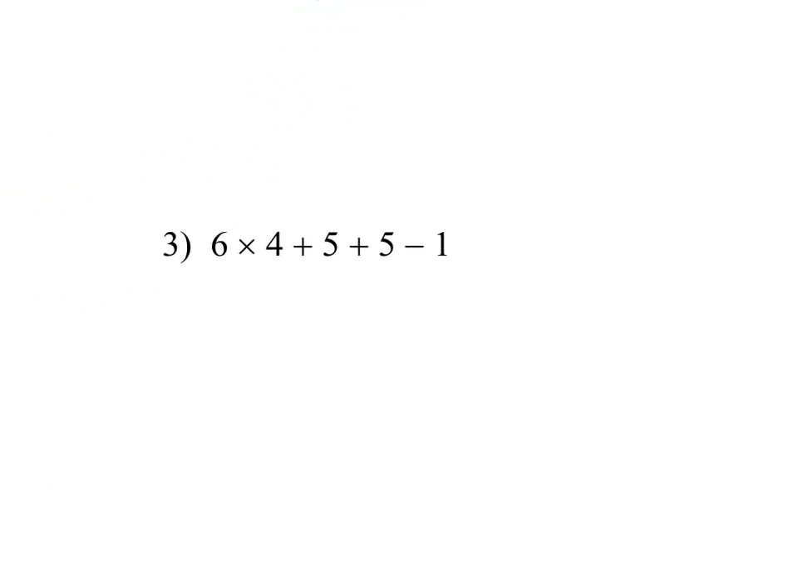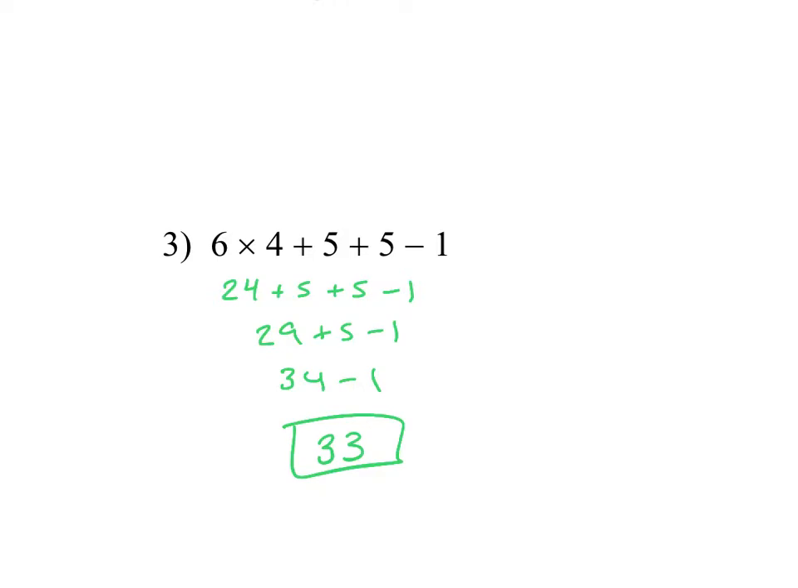Number 3. What do we do first? Multiplication. 6 times 4 is 24, plus 5 minus 1. Now that we have addition and subtraction left, we just work from left to right. So 24 plus 5 is 29, plus 5 minus 1. 29 plus 5 is 34, minus 1, and 34 minus 1 is 33. Any questions here?